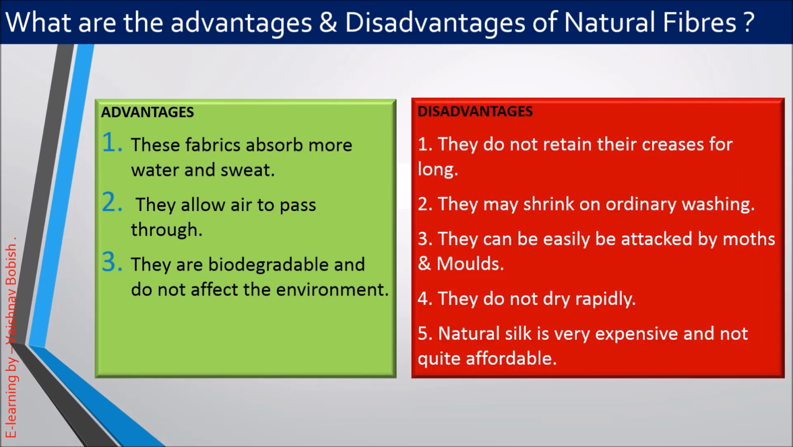What are the advantages and disadvantages of natural fibers? Advantages. These fabrics absorb more water and sweat. They allow air to pass through. They are biodegradable and do not affect the environment.